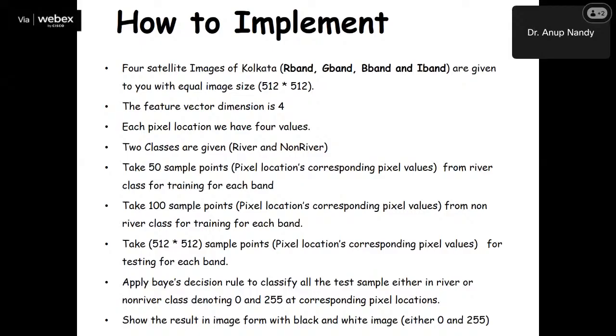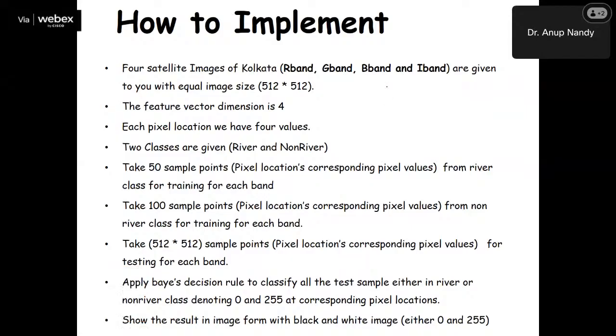Now, how to implement it? These are the implementation steps. Suppose 4 satellite images of Kolkata are given: R band, G band, B band, and I band, and each has the same image size, 512 into 512. The dimension of the feature vector is 4. That means at each pixel location you have how many values? 4 different values. Now let me explain this.